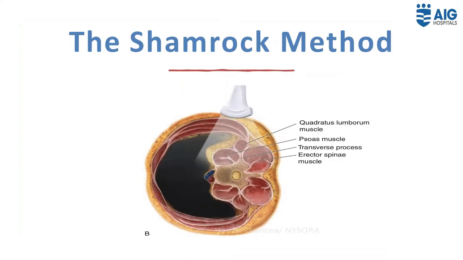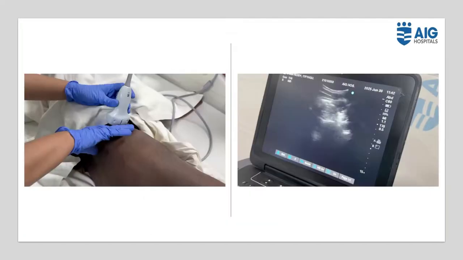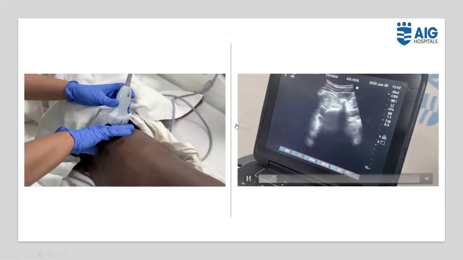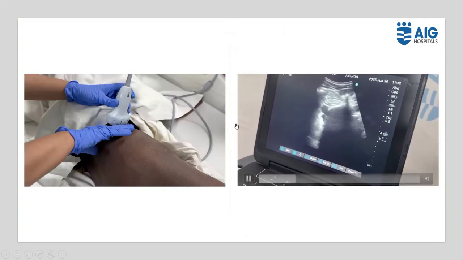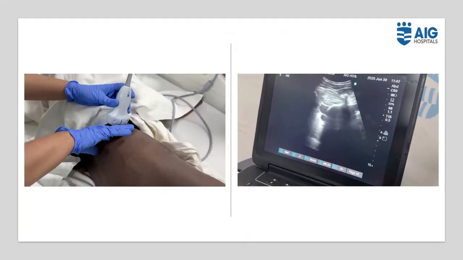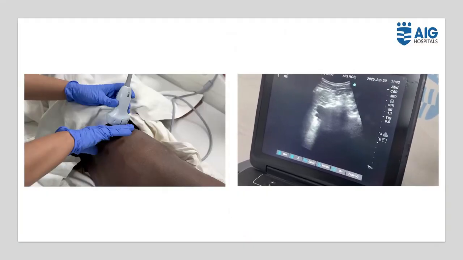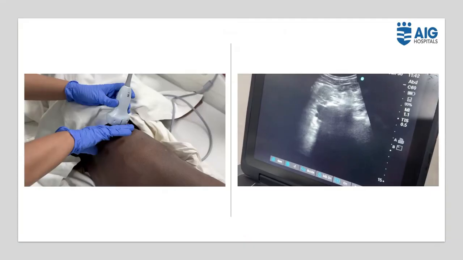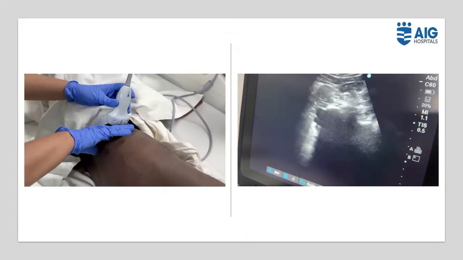For the Shamrock method, a transverse scan is performed at the flank and immediately above the iliac crest. Once the sonographic pattern of the Shamrock is obtained, at the level of the L4 transverse process, the USG transducer is tilted slightly caudally until the acoustic shadow of the transverse process is no longer visualized.